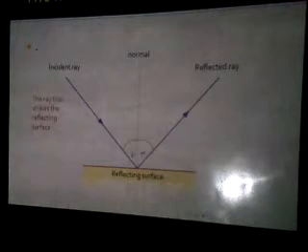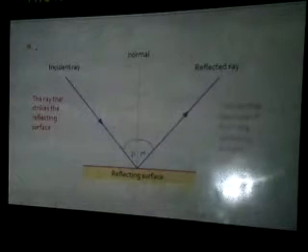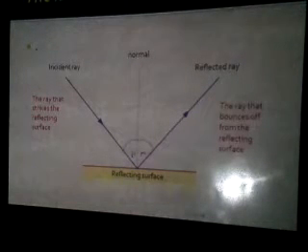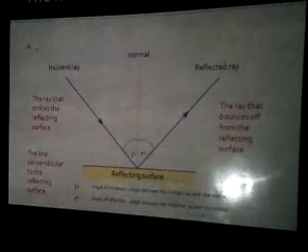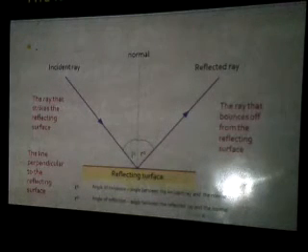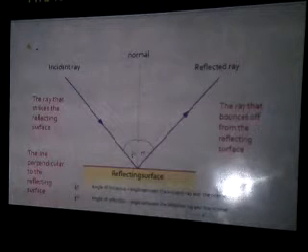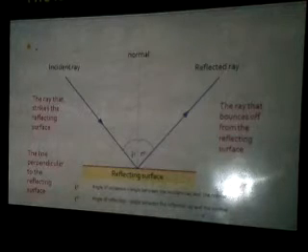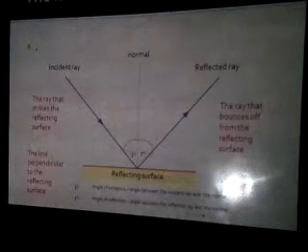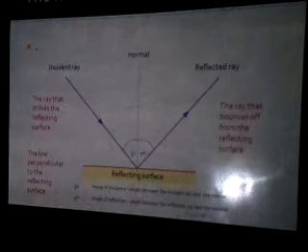So the incident ray, the ray that strikes the reflecting surface. Then we have the reflected ray, the ray that bounces off from the reflecting surface. We've already spoken about the normal. The I degrees, as we have already said, is the angle of incidence, and that's the angle between the normal and the incident ray. The angle of reflection is the angle between the normal and the reflected ray.